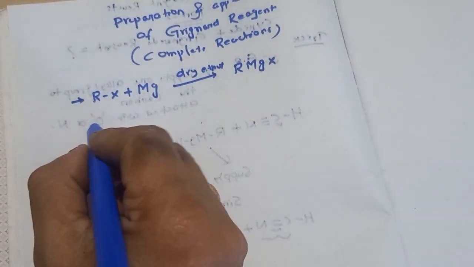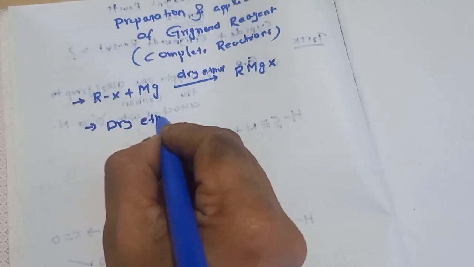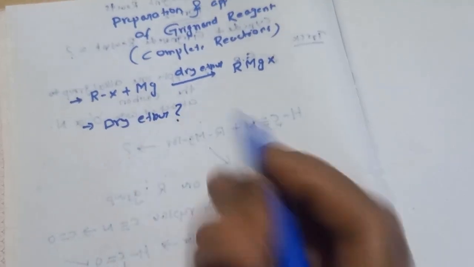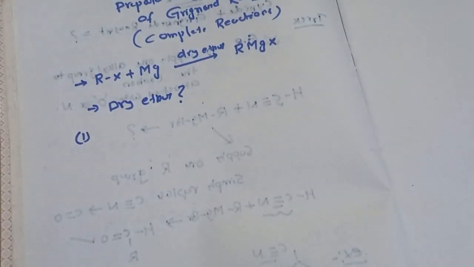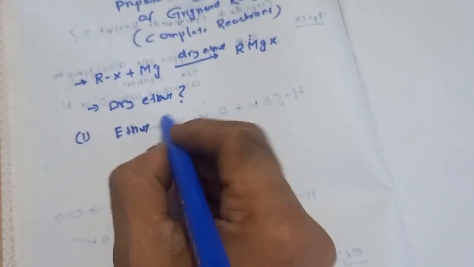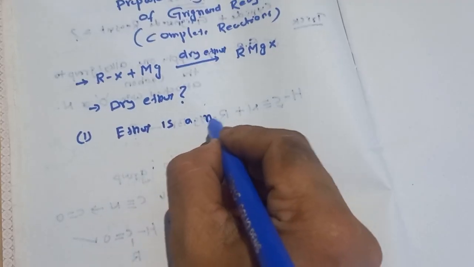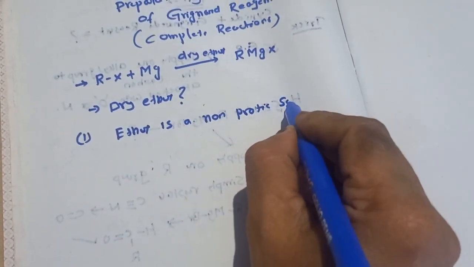Now here we are using dry ether. Dry ether. Why? Reason number one. First, ether is a non-protic solvent.